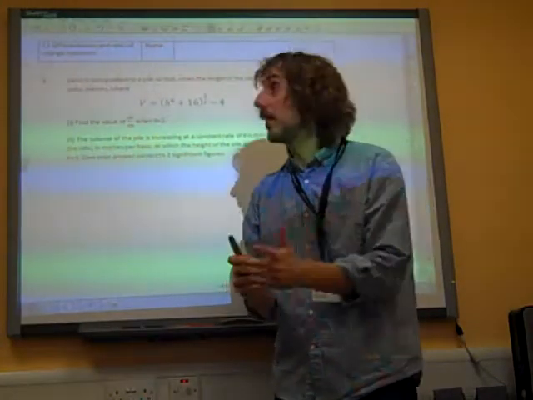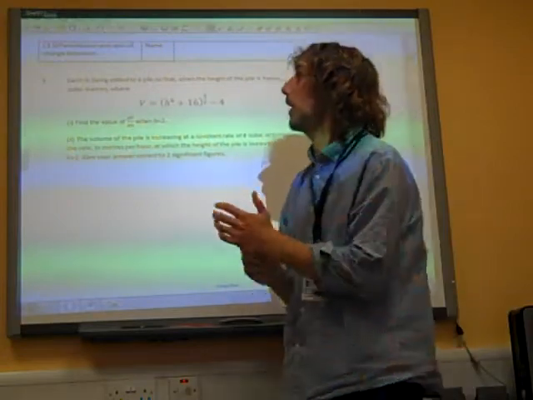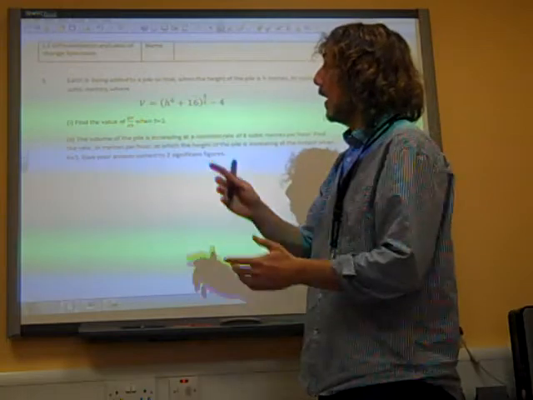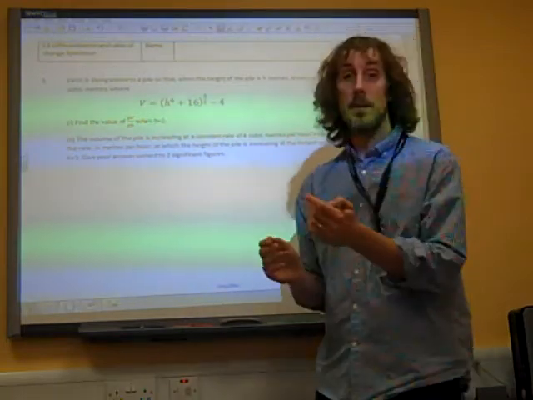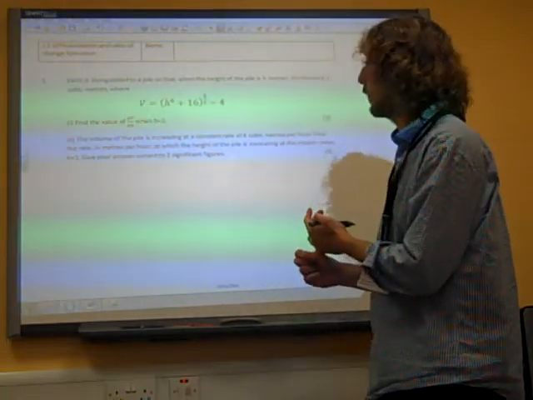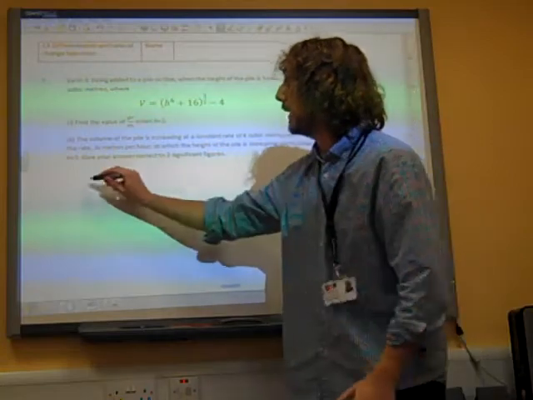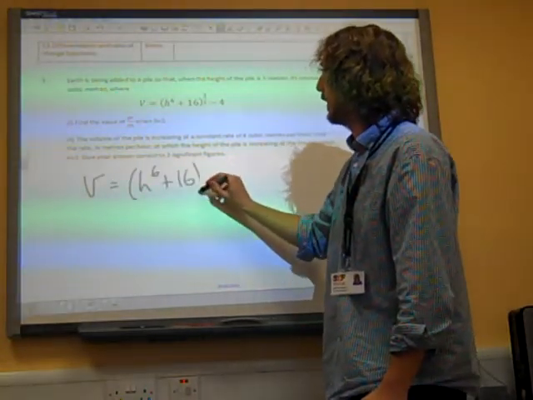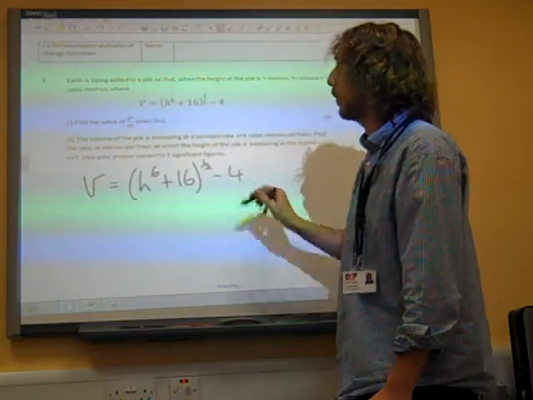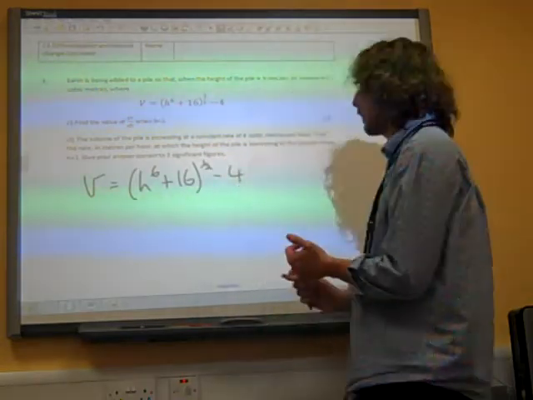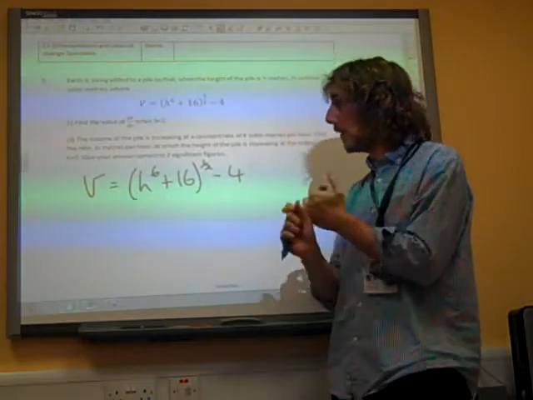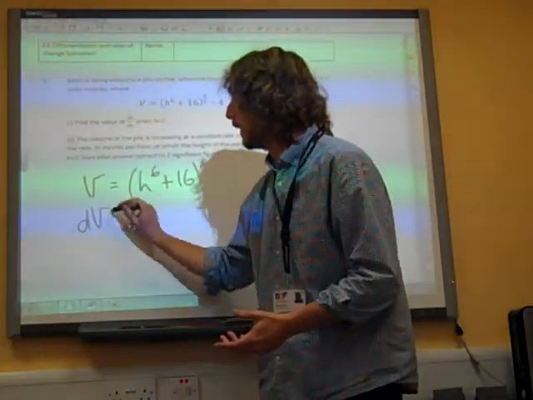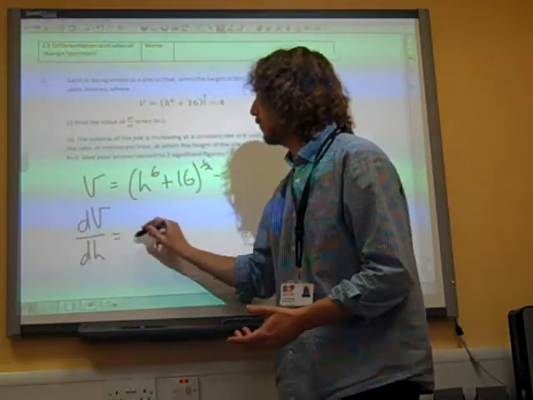Okay, A2 homework this time, and we're looking at differentiation and rate of change for our homework this week. Earth is being added to a pile so that when the height of the pile is h meters, its volume is v cubic meters, where v is (h to the 6 plus 16) to the half, minus 4. Part 1, for 3 marks: find the value of dv by dh when h is 2. So we're just differentiating this dv by dh.